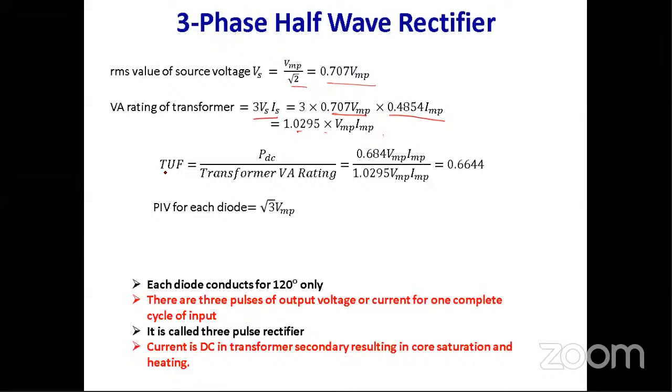Now, again, you have to calculate the transformer utilization factor. The transformer utilization factor is basically the DC output power divided by the transformer VA rating.